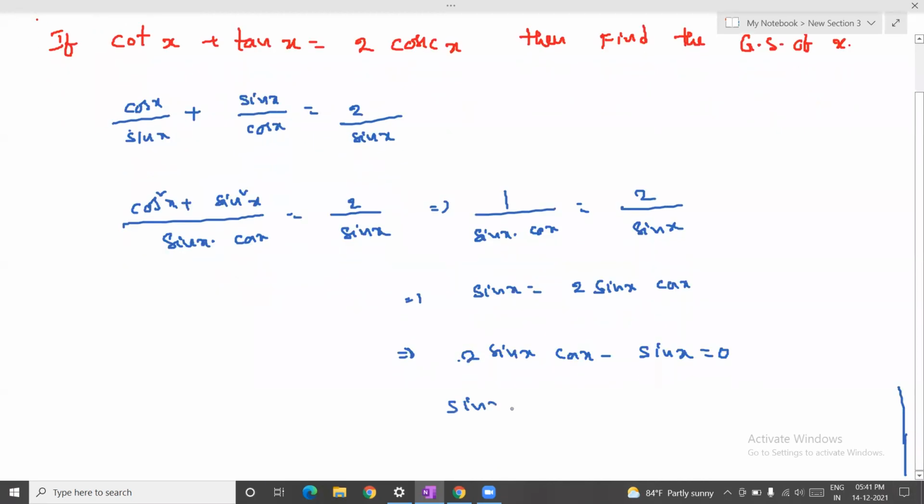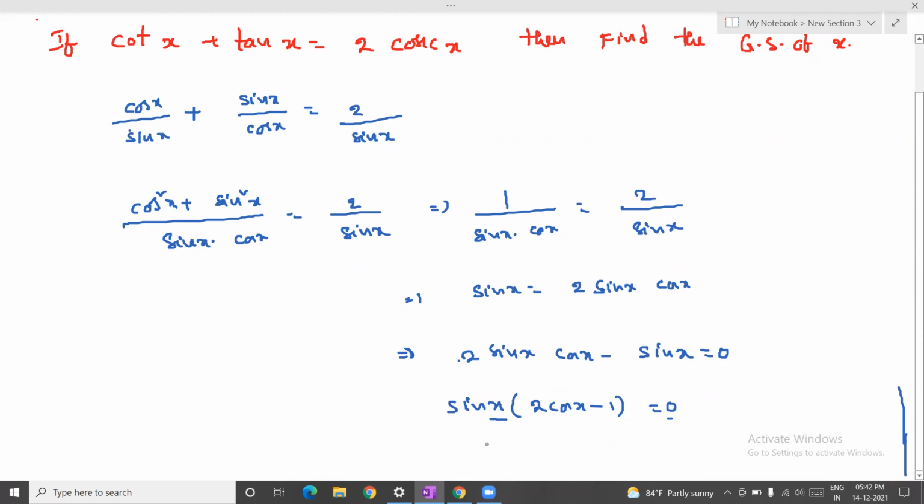So if I'm taking sin x common, 2 cos x minus 1 is equal to 0. Suppose I take sin x equal to 0. When can sin x be 0? If I assume sin x is equal to 0, x is equal to 0. If x is equal to 0, cos is not equal to 0, and this whole expression is coming to some other value.